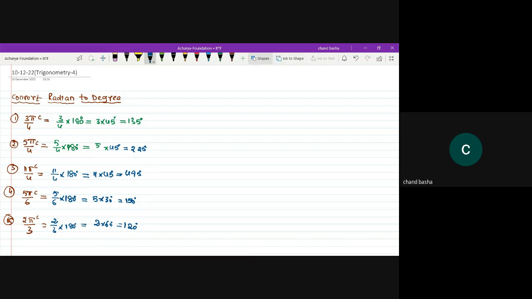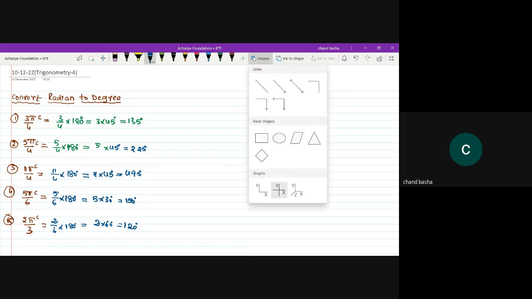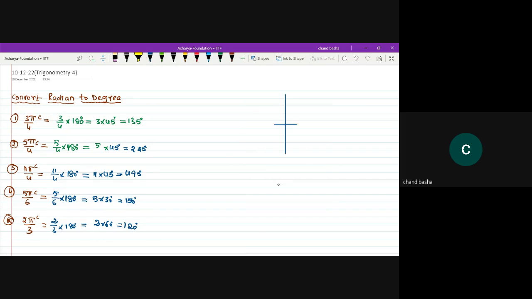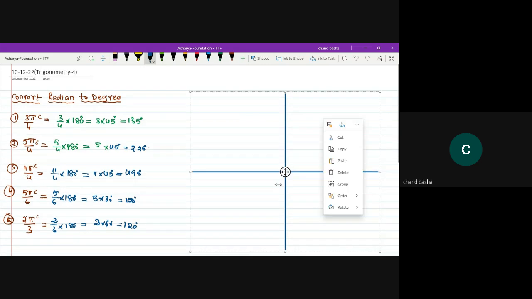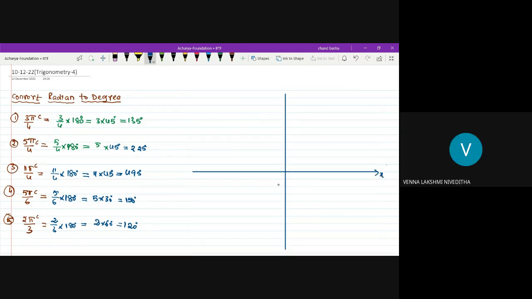As a small concept, we have discussed the coordinate system. Yes, the x and y coordinate system. This is x and this is y.